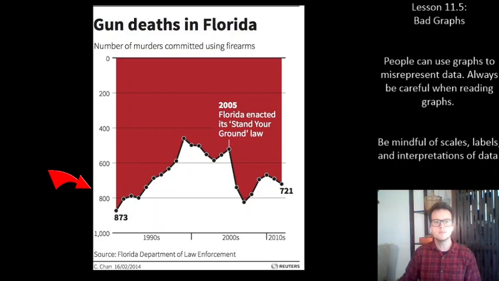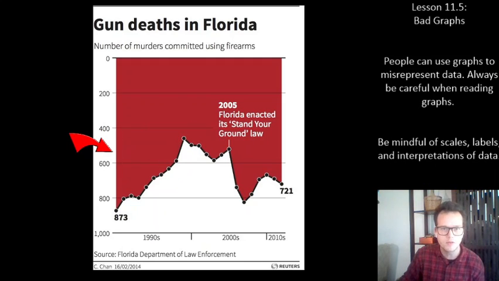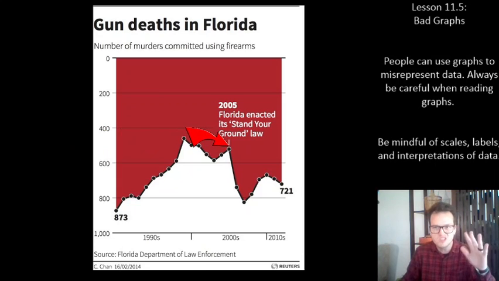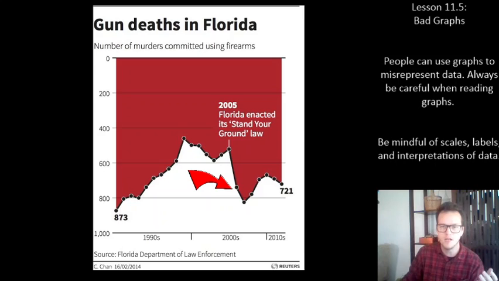So it seems to me like what this graph is trying to convey is that when this law went into effect, gun deaths went down. When in fact, the law went into effect in 2005, and it looks like gun deaths were above 650. No, sorry, it'd be the other way. So it'd be like 550-ish. I don't know, not exactly. And then the next data point, it's up above 700. That's an issue. So the law went into effect, and then all of a sudden, a lot more people started getting killed with guns. That's bad.